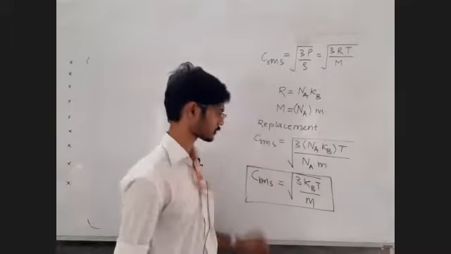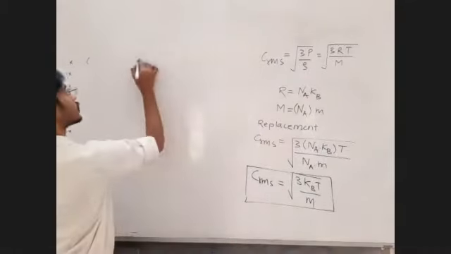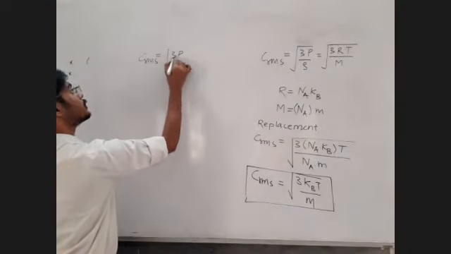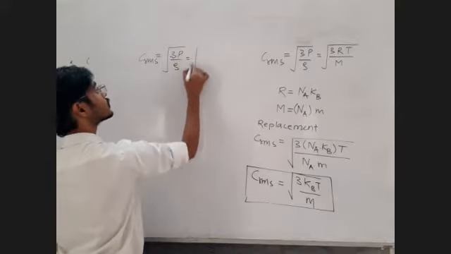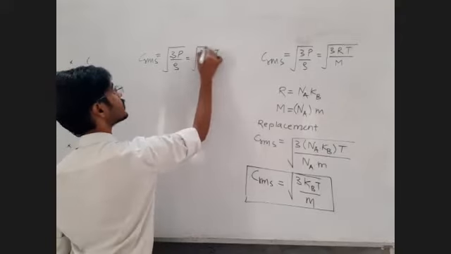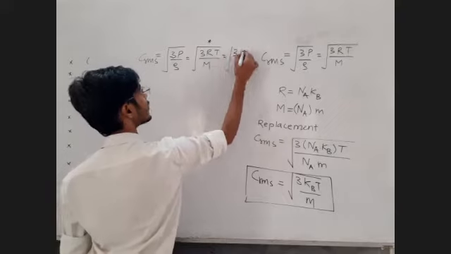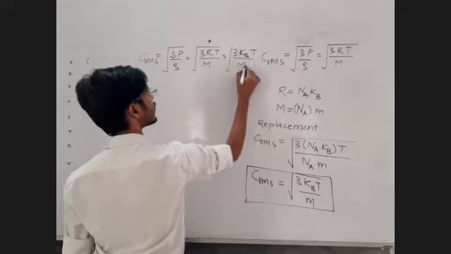Are you getting this? 3 formulae now we have. What are the formulae for CRMS? Under root 3p upon rho. Second is under root 3RT by M. Most of the times this middle formula will be used. And the last one is under root 3 kBT by m.